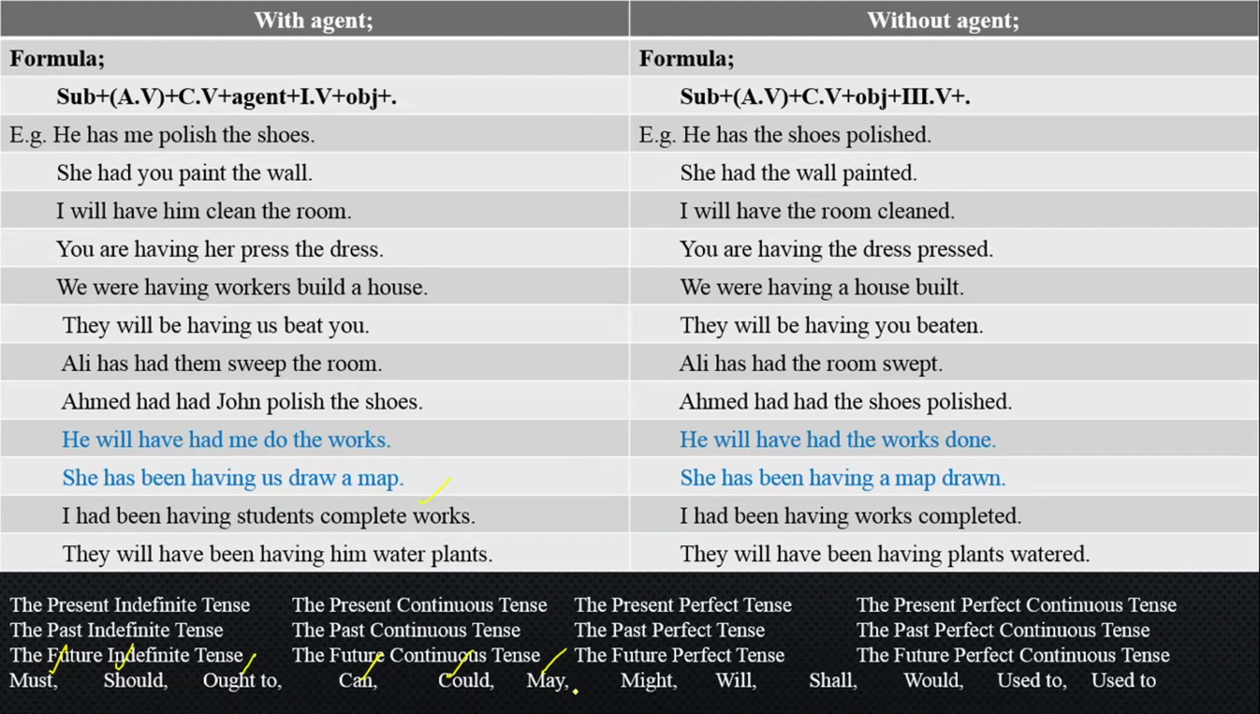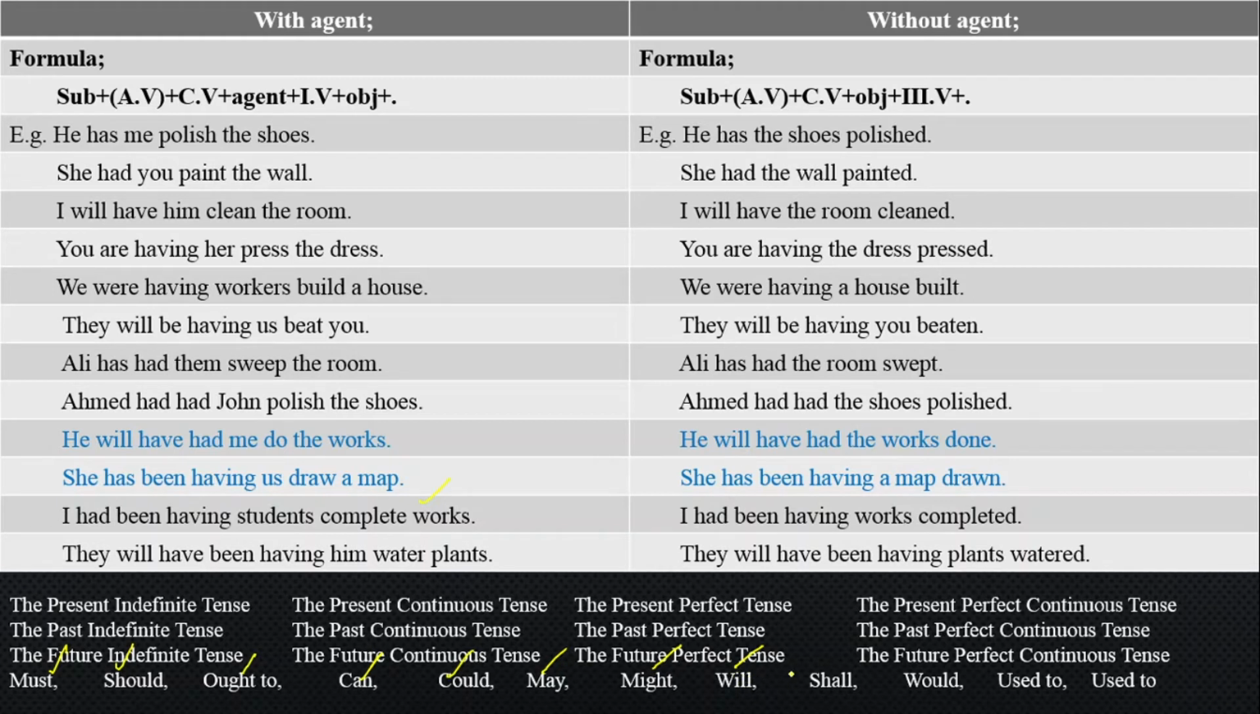I might have students complete works. I might not have students complete works. Might I have students complete works? Might I not have students complete works? Mightn't I have students complete works? I will have students complete works. I will not have students complete works. Will I have students complete works? Will I not have students complete works? Won't I have students complete works?